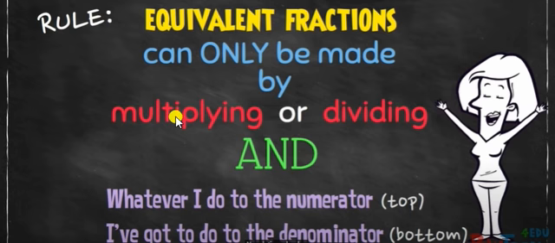So it's time to take our notes. The rule is: equivalent fractions can only be made by multiplying or dividing. Obviously, when we go back from a bigger fraction to a smaller one, we will divide. And whatever we do with the numerator has to be done with the denominator. So this is the rule of finding or completing equivalent fractions. Kindly note down this rule.